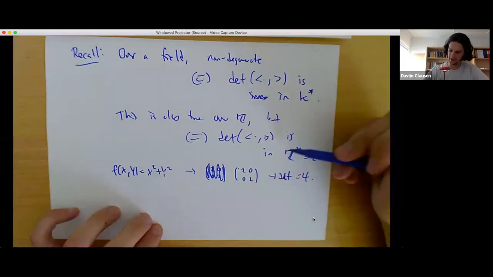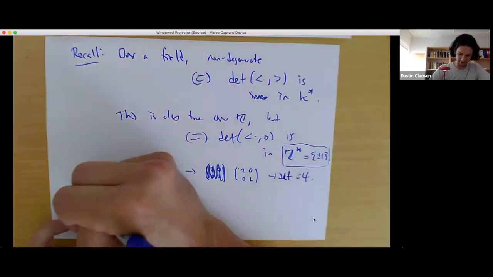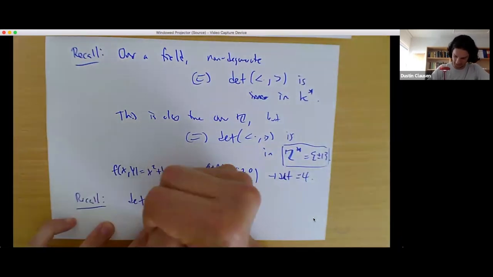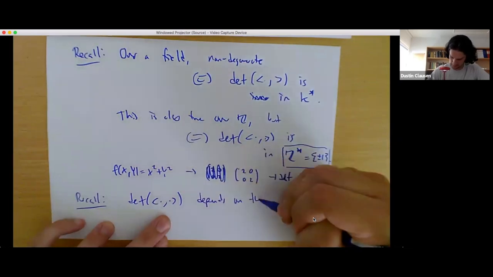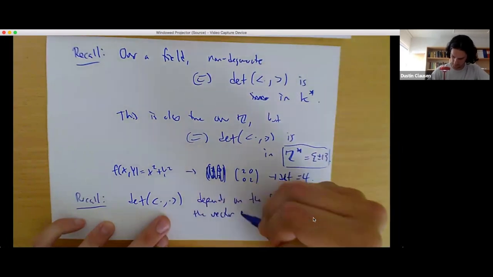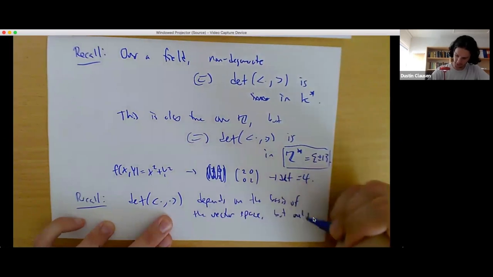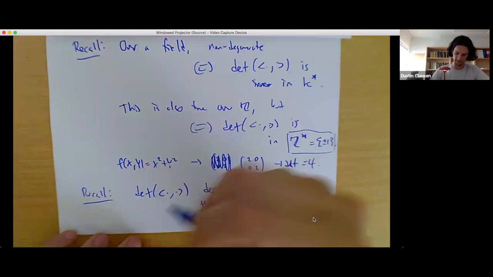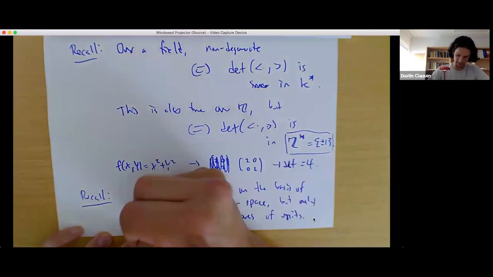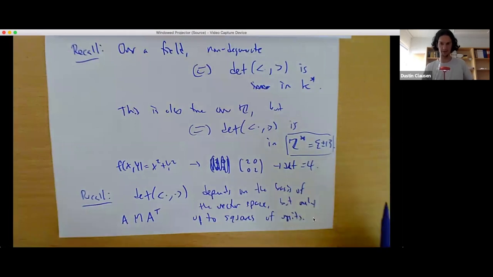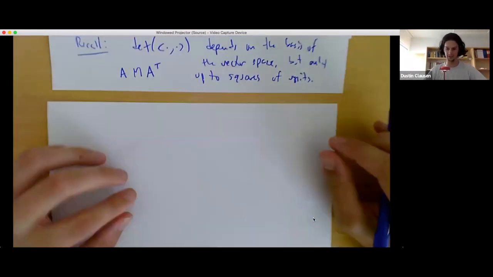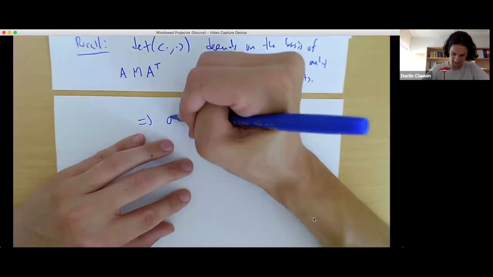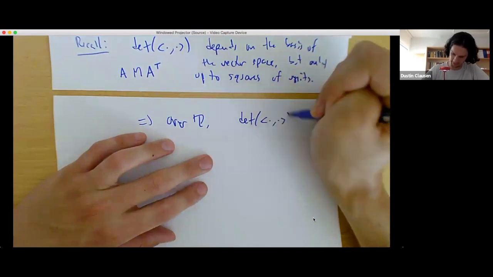But the fact that the units are so small also gives us something nice. Recall that this determinant depends on the basis of the vector space, but only up to squares of units. When you do a change of basis, an isomorphism on your quadratic form, if M is the matrix for the quadratic form and A is the change of basis, then the matrix for the new form is A M A transpose. So when you take the determinant, you see the square of the determinant of A multiplied by the determinant of M. All of this works over an arbitrary commutative ring, and in particular over the integers. But now we learn that over Z, the determinant of our quadratic form is independent of the basis.